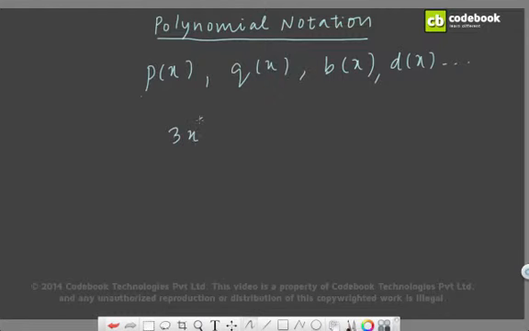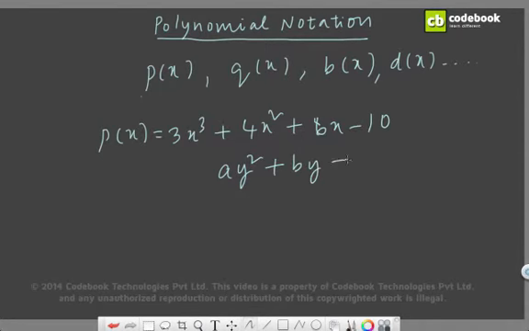So let's consider this polynomial: 3x cubed plus 4x squared plus 6x minus 10. If you observe, this is a polynomial with a variable x. So you can denote this as p of x equals 3x cubed plus 4x squared plus 6x minus 10. If you have another polynomial, let's say ay squared plus by minus c, this is a polynomial with the variable y. So you can denote this as q of y, or pretty much any lowercase letter and of y. So this is how you denote polynomials using this notation.